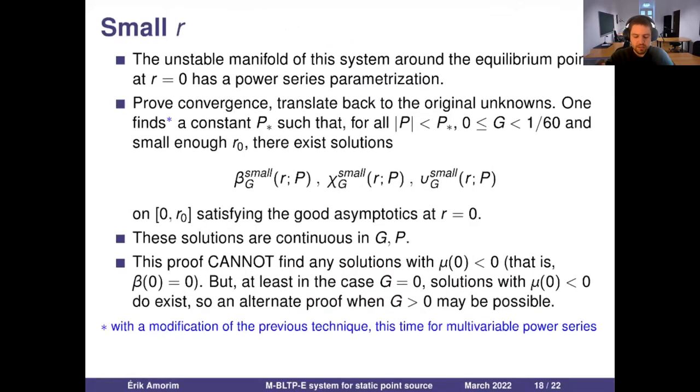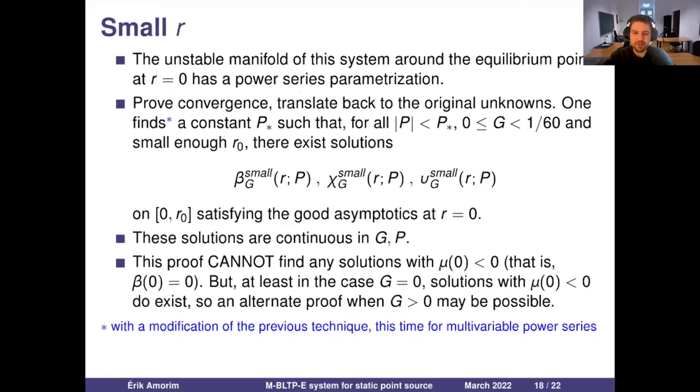All right. As it turns out, the unstable manifold of the system around its equilibrium point at r equals zero has a power series parametrization because the right-hand side of it is analytic in all the unknowns. So this is a theorem. You can find the power series parametrization of it. It actually is a two-dimensional manifold. So this will be a power series in two variables. And you can find recursive formulas for the coefficients of this power series.